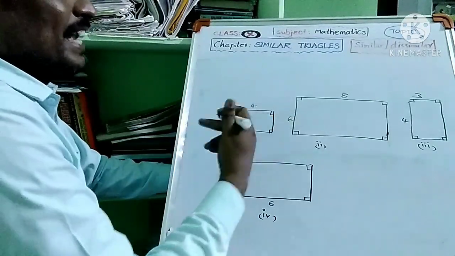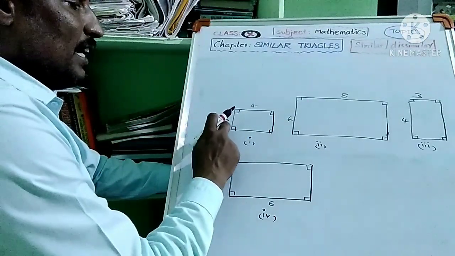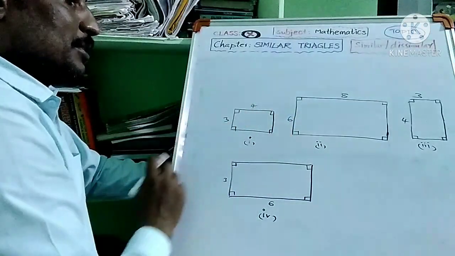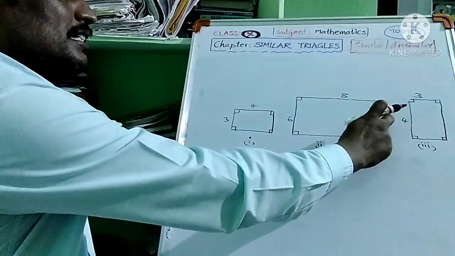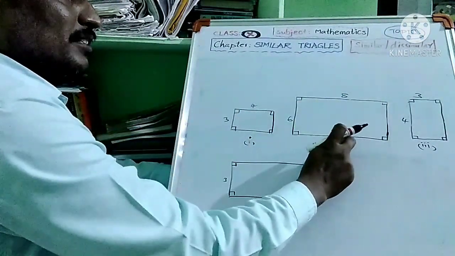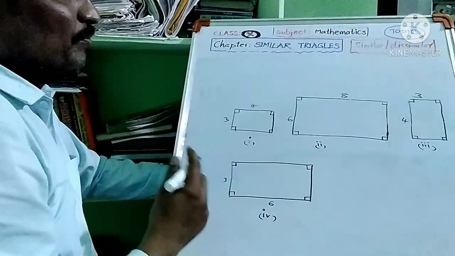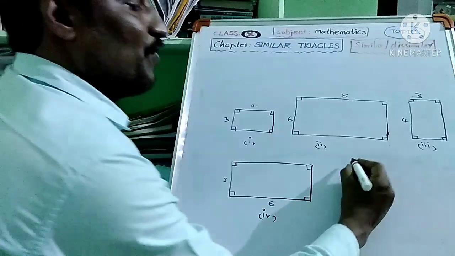All the corresponding angles are equal. Now observe the corresponding sides. Suppose 3 and 6 are corresponding, and 4 and 8. Again 3, 6 only. This much is 4, this much is 8. Now the ratio of corresponding sides is also taken as the scale factor.